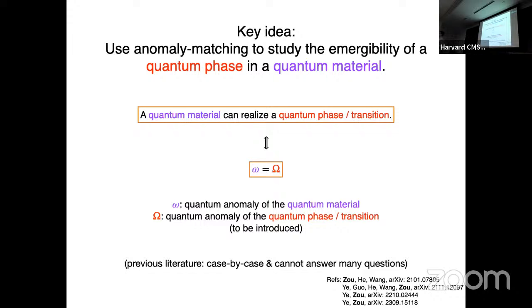What do you mean by quantum material? Do you mean a Hamiltonian? I will explain. A short answer is I don't need a Hamiltonian. I need a class of Hamiltonians. You need a class of them that share the same symmetry properties. Given a real quantum material, they have to be described as a class of them. That's why this is useful. I do not need to know the Hamiltonian.